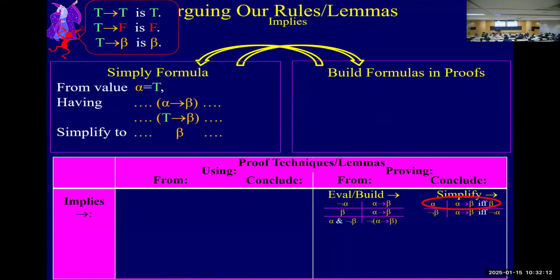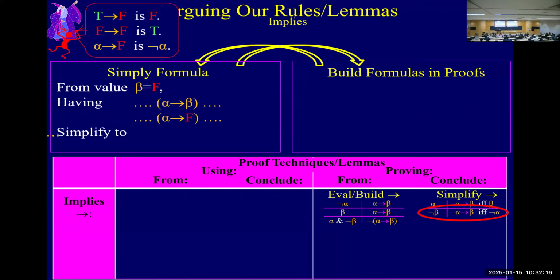This is where we're simplifying, right? And building. And this is where we're simplifying the other direction, right? This was a complicated one where if alpha implies false, then it boils down to not alpha.